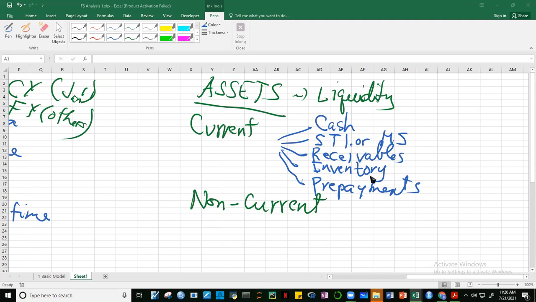And receivables, iba't ibang klase. Merong accounts receivable, notes receivable, and other forms. Then inventory, guys. Pag manufacturing, ano yung tatlong klase ng inventory natin? If it's manufacturing, you have what? Forms of our inventories, guys, pag manufacturing.